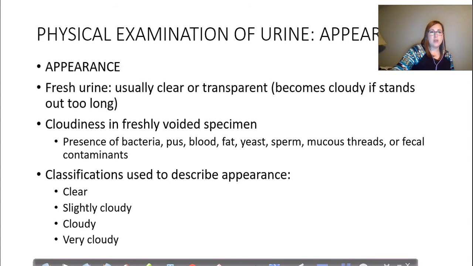When you look at the appearance of fresh urine, it's usually clear to transparent, and it just becomes more cloudy if it stands out too long. If it's cloudy in a freshly voided specimen, that can be the presence of bacteria, pus, blood, fat, yeast, sperm, mucus threads, or fecal contaminants. And the classifications used to describe the appearance of urine can be clear, slightly cloudy, cloudy, or very cloudy.